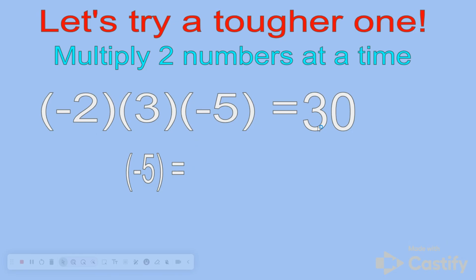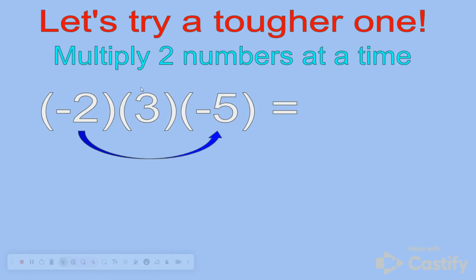But we don't have to do it that way. We could start by multiplying the negatives together. Negative times negative, same signs, positive. So negative 2 times negative 5 would be a positive 10. I'd bring my 3 down, so I'd have positive 10 times positive 3, same signs, positive answer. 10 times 3 is 30. So it doesn't matter what two numbers you multiply together first, but you multiply two numbers at a time, then multiply by the third one on a 3-number problem.